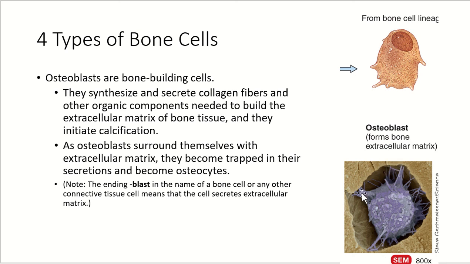You can see this when we look under the microscope too, how they've basically surrounded themselves in extracellular matrix. So it's important to note, just a little bit of word anatomy, that the ending blast in the name of a bone cell or any other kind of connective tissue cell is going to indicate that this is a cell that secretes extracellular matrix. So a fibroblast is a cell that secretes some sort of extracellular matrix fibers, just like an osteoblast is going to be the cell that is responsible for secreting the extracellular matrix for bone.